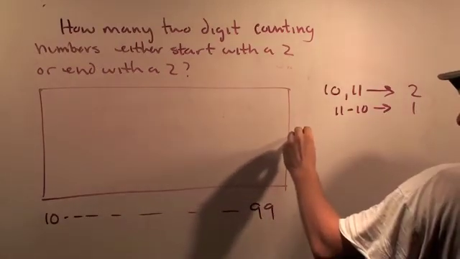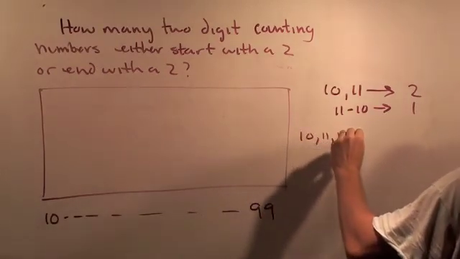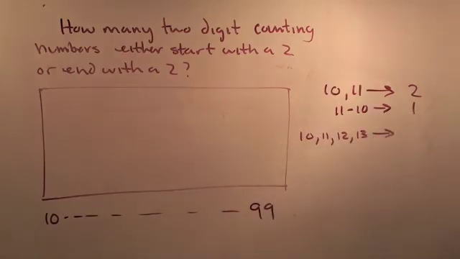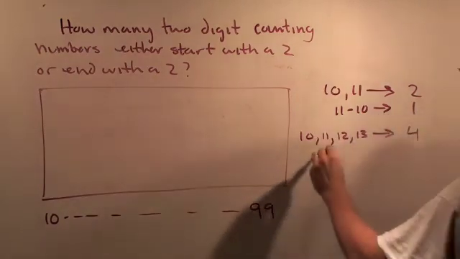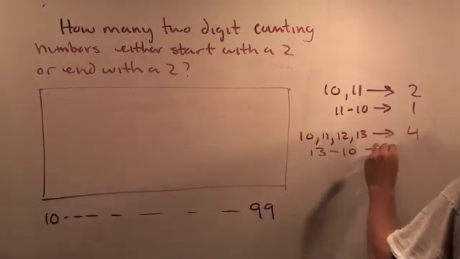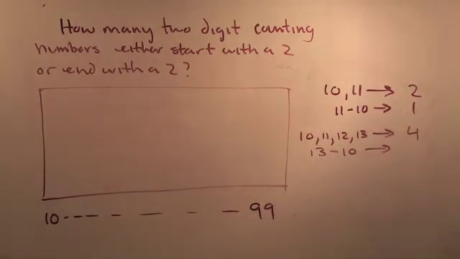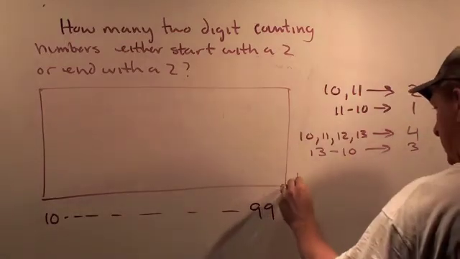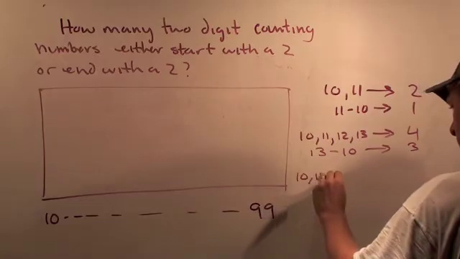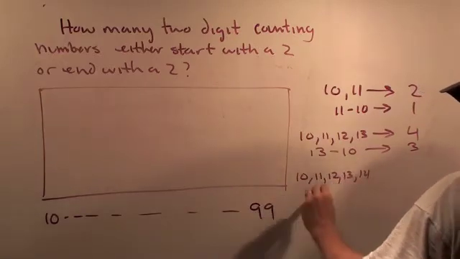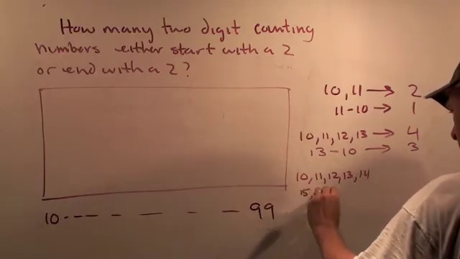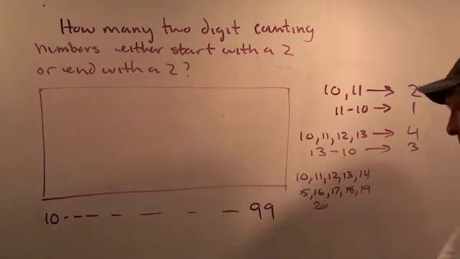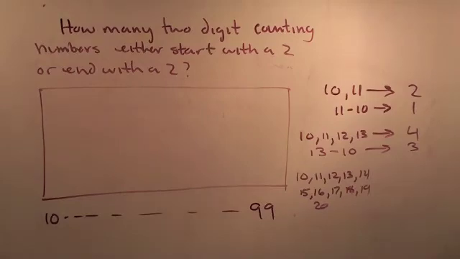Okay, so if I do 10, 11, 12, 13, how many numbers are there? There's 4 numbers. And what's 13 minus 10? It's 3. Okay. And how about if I went 10 up to 20? How many numbers are there to go from 10 up to 20?